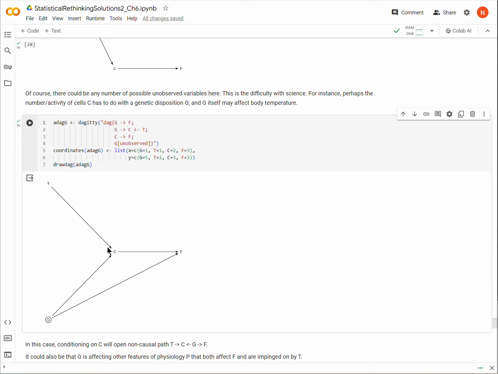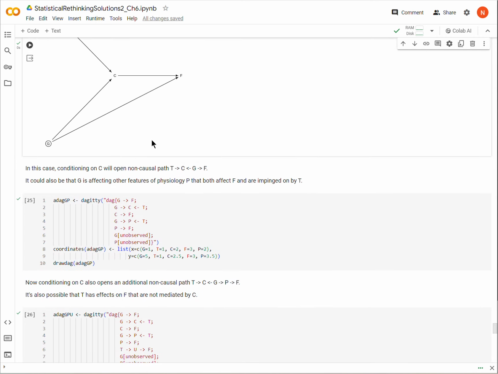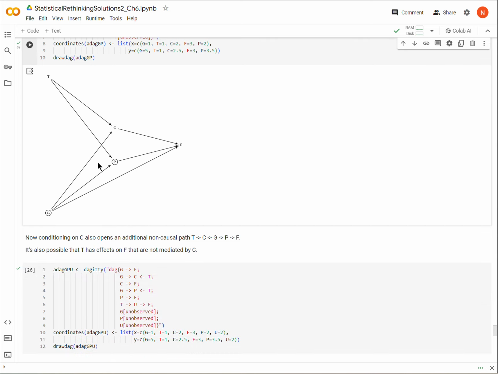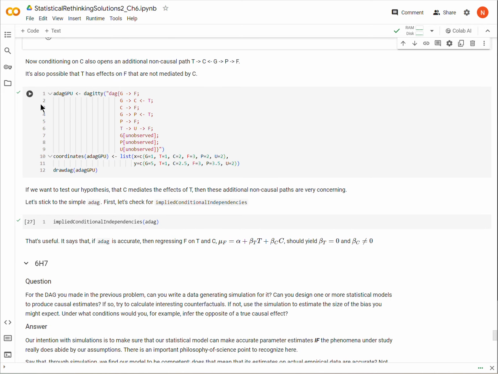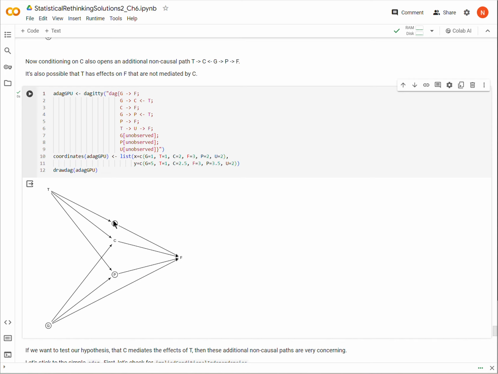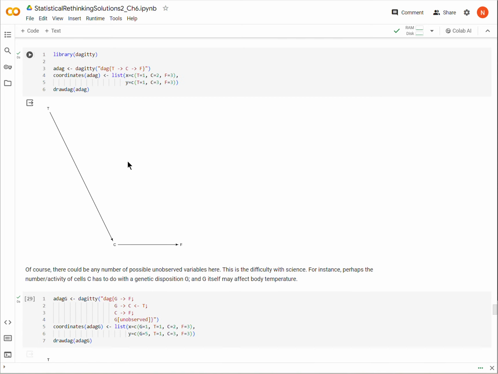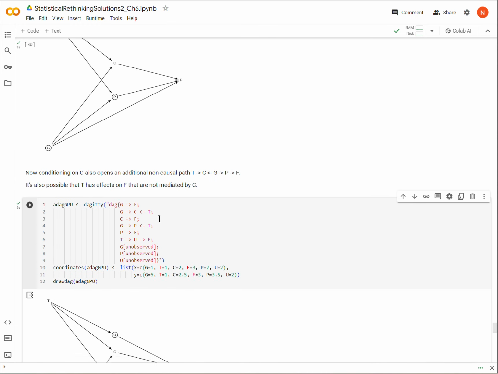And this is a theme when you're trying to do this kind of mediator analysis. Because you don't know what the system truly is, you are really risking all sorts of hazards by regressing on mediators. But nevertheless, we'll march forward. There's also the possibility that there's some other physiological mechanism that both G and T can impinge on. And there's also the possibility that the toxin itself has other mechanisms not mediated by C that affect fever. All of these are possibilities, but we're just marching ahead here with our basic model.